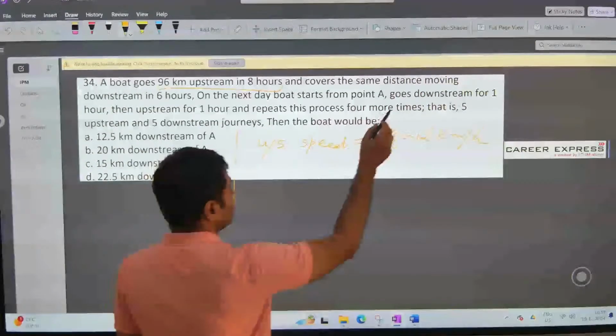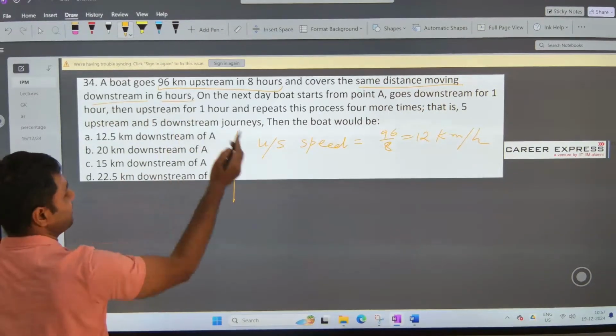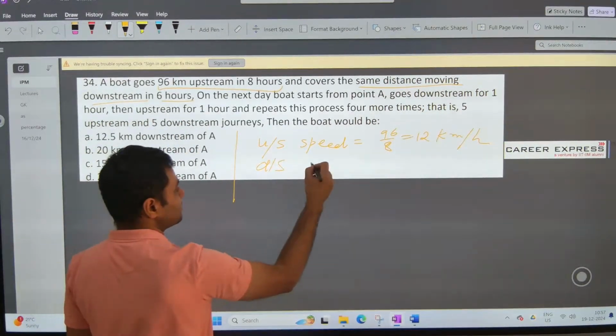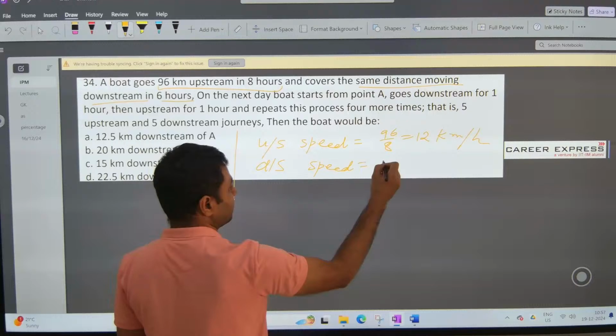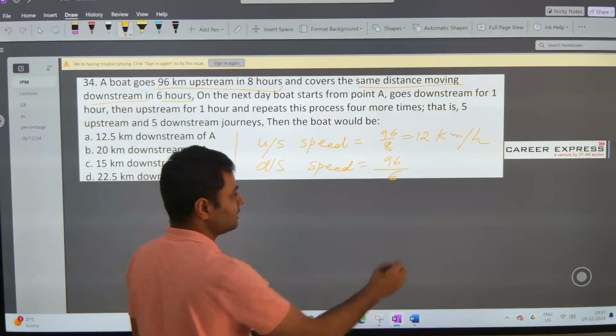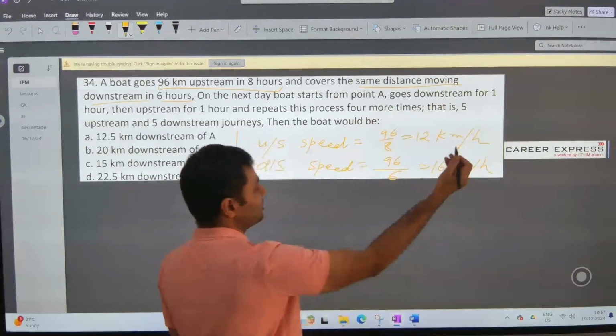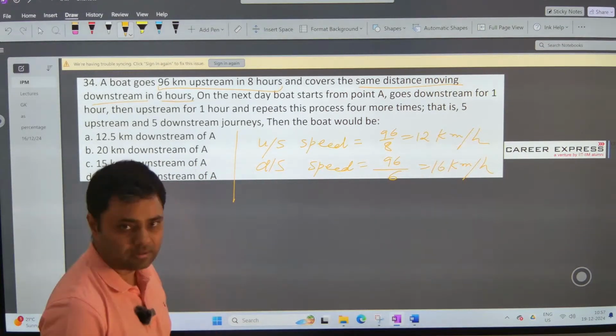And then the boat covers the same distance moving downstream in 6 hours. So downstream speed can be calculated. Same distance 96 km, but it was covered in 6 hours. That means 16 km per hour. Obviously downstream speed should be more than the upstream speed.